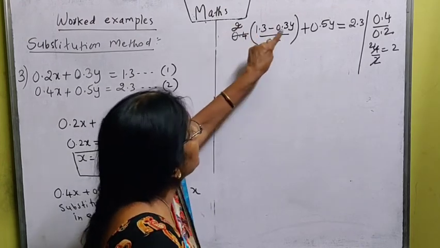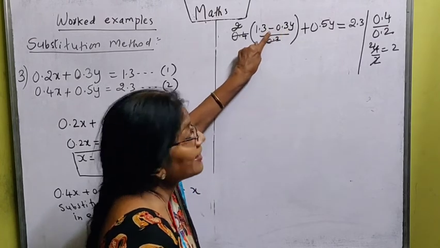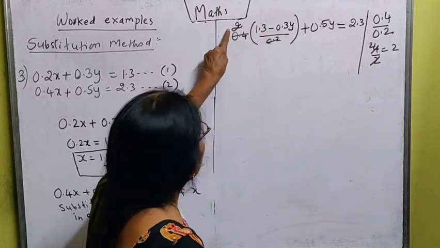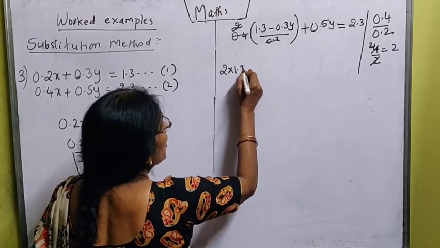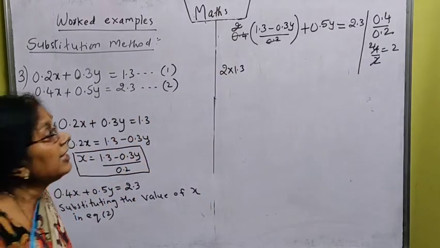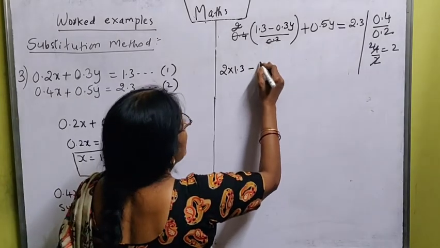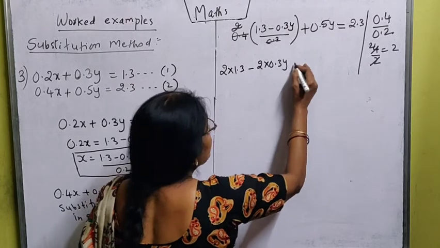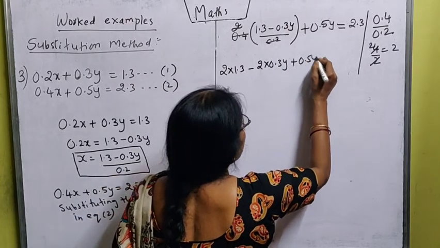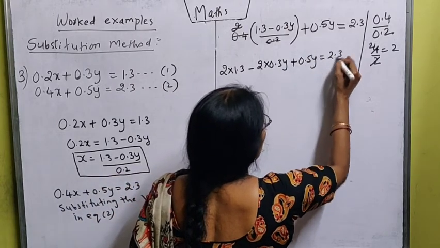Then 2, I have to multiply with 0.3, and you have to consider the sign also. So what am I going to do? I will show you here. 2 into 1.3 are going to multiply. What sign is there? Minus. Again 2 into 0.3y, plus 0.5y will remain as it is, equal to 2.3.